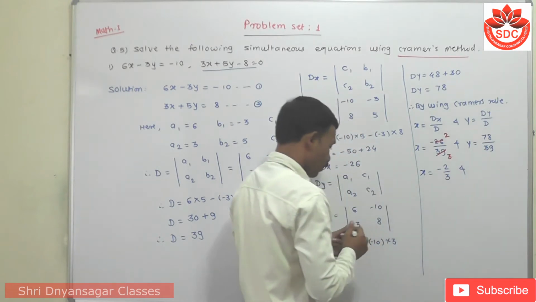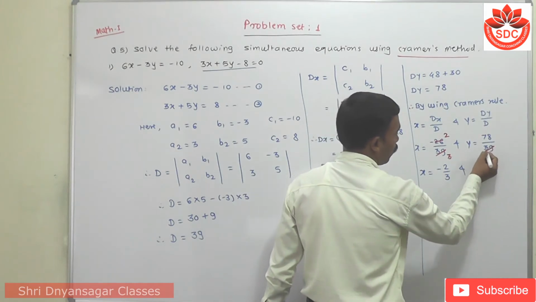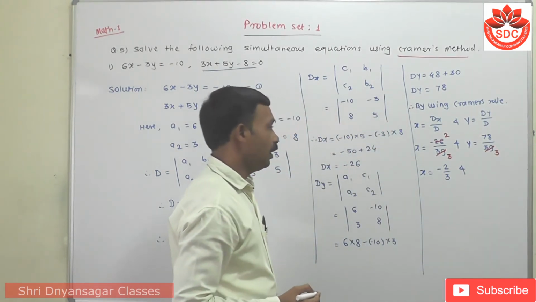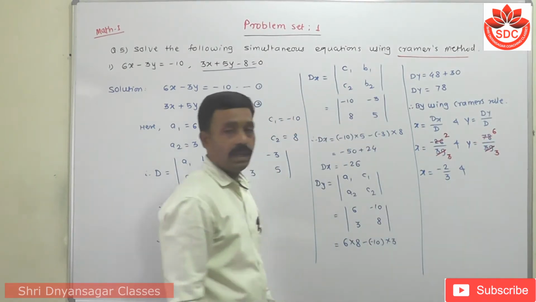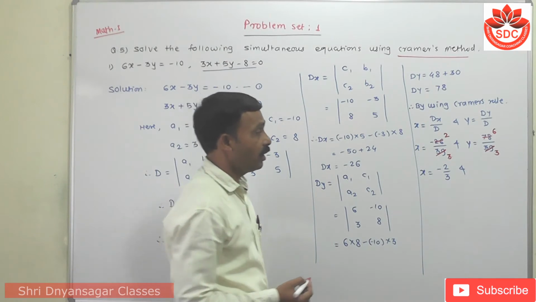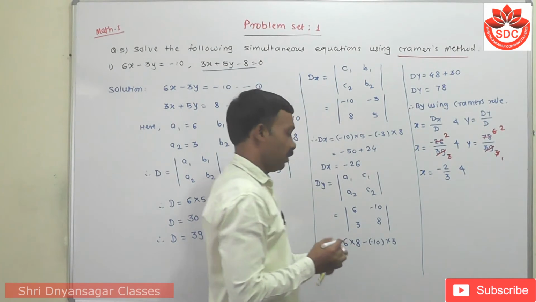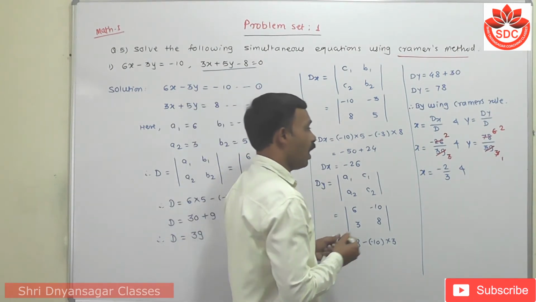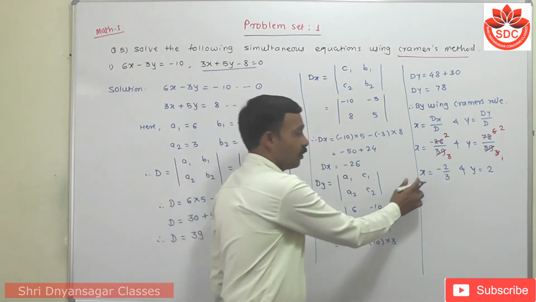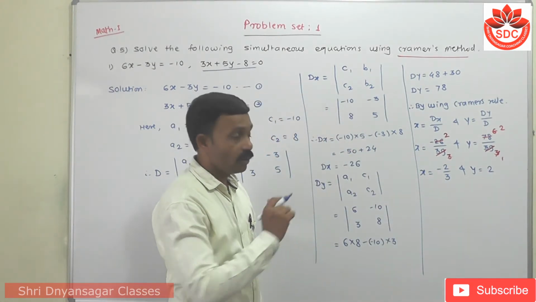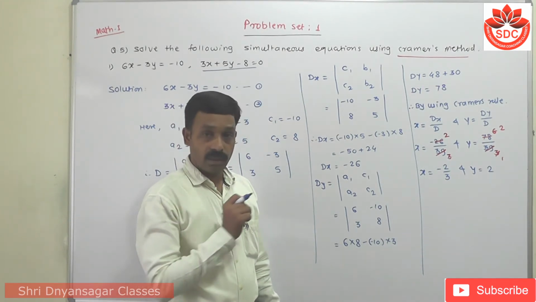And for this value of y, we have to again divide it by 13. 13 3s are 39. 13 6s are 78. Again we can simplify by using 3. So 3 1s are 3, 3 2s are 6. Then the value of y is how much? 2. Therefore, this value x is equal to minus 2 upon 3 and y is equal to 2, which satisfies the equation. So this is the answer of the given equation.